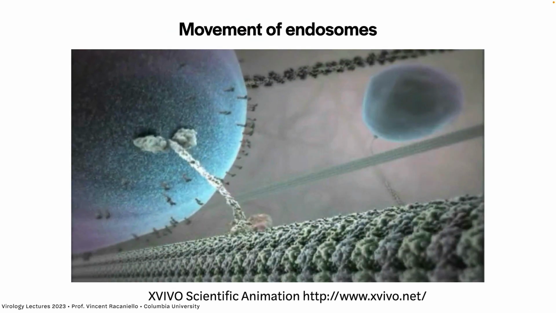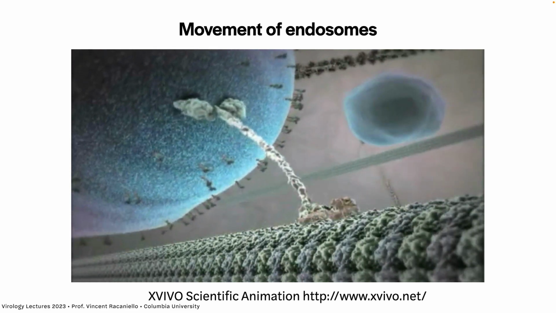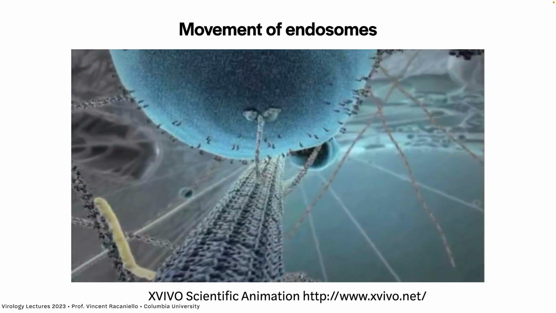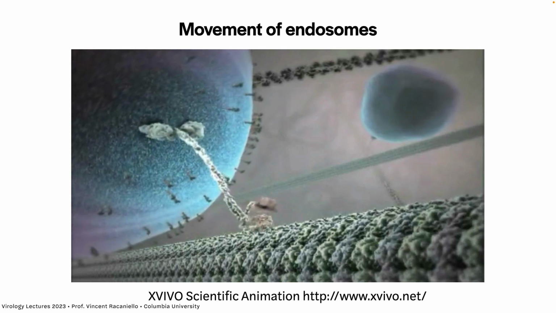So here's an example of such a motor protein. This is a scientific animation by ex vivo. That is an endocytic vesicle, and the thing that's walking, looks a little bit human, is a motor protein.